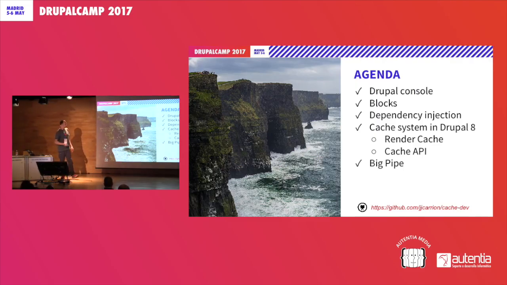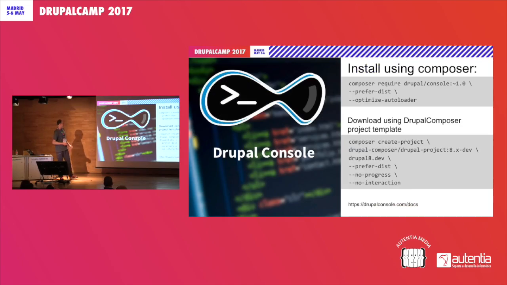I'm going to talk about these things. Drupal console, I don't know if you use it a lot or not, but it's a tool that makes life a little easier. I'm going to talk a little about blocks and dependency injection and the cache system in Drupal 8, where I will focus on the render cache and the cache API. And I will show an example of BigPipe as well. So let's start.